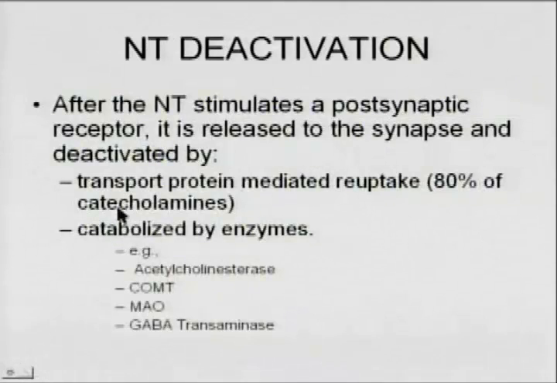So it can either be deactivated by removal, so reuptake. So 80% of the catecholamines are removed from the synaptic terminal through the reuptake proteins on the presynaptic axon terminal. So there is a dopamine transporter, DAT, on the presynaptic membrane of dopamine neurons. There's a noradrenergic transport protein on the presynaptic membrane of noradrenergic neurons, so NAT.